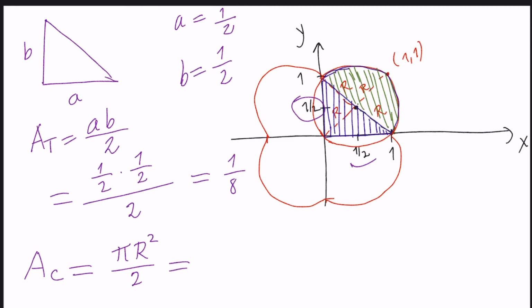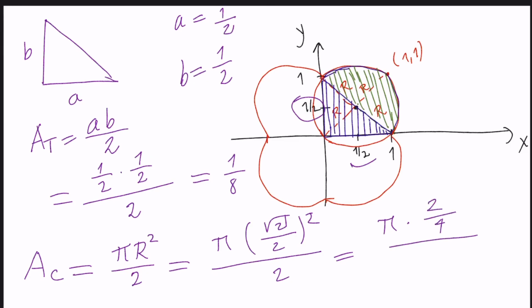And we only require to replace. So this is the same: the square root of 2 divided by 2, squared, divided by 2. This is pi times 2 divided by 4, divided by 2. Again, after some arithmetic, we can find that this is pi divided by 4. Okay, so we have found the area of the triangle and the circle. What is the next step? The next step is just to add them.